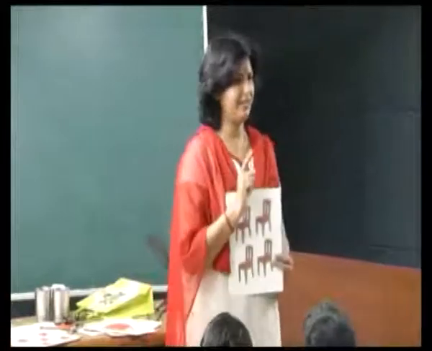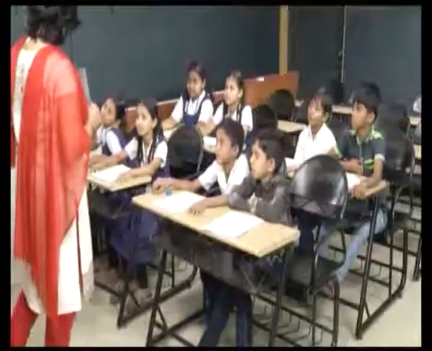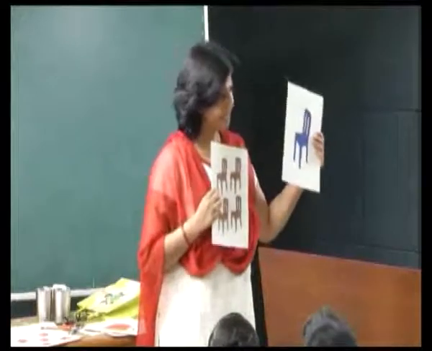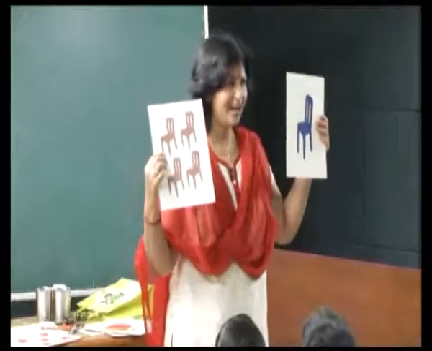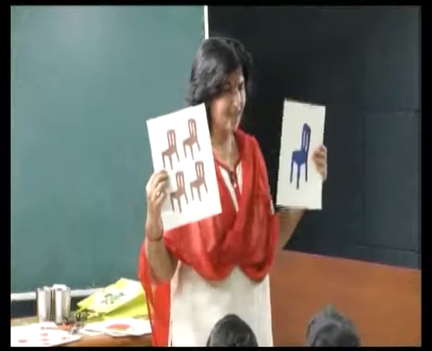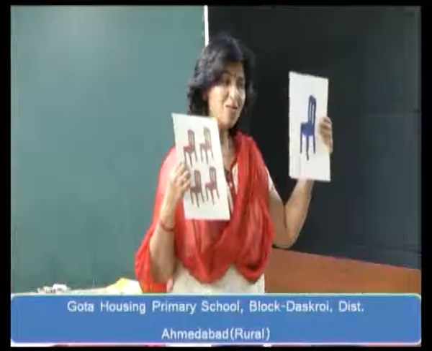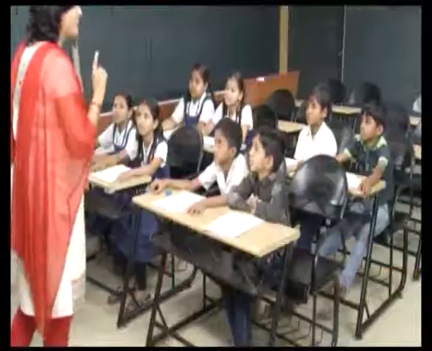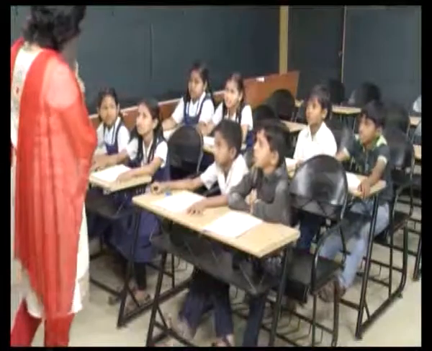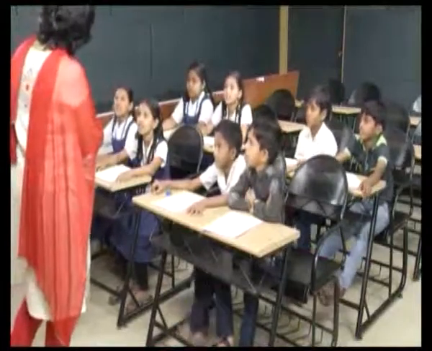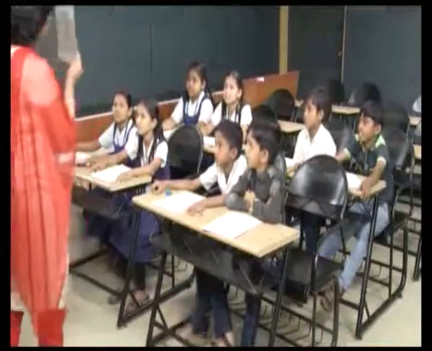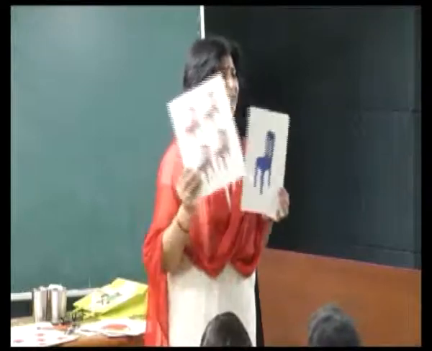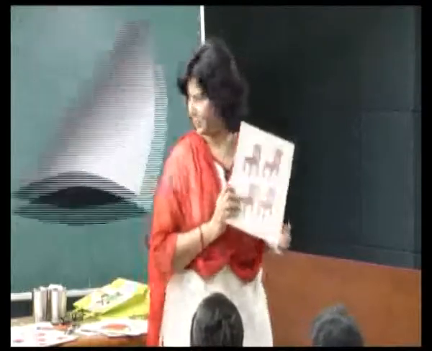Now listen to me carefully, right? What is it? A chair. Now listen. A chair, chairs. What is it? A chair. What are these? Chairs. No, a chair. Right? What are these? Chairs. And what is it? A chair. And what are these? Chairs. Very good.